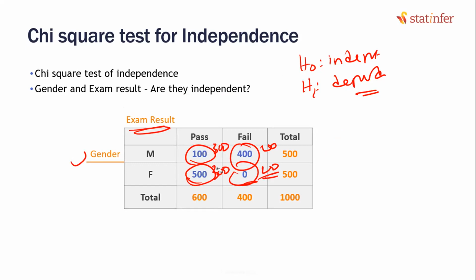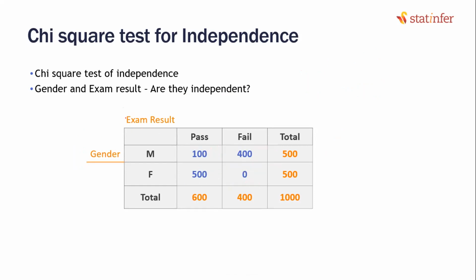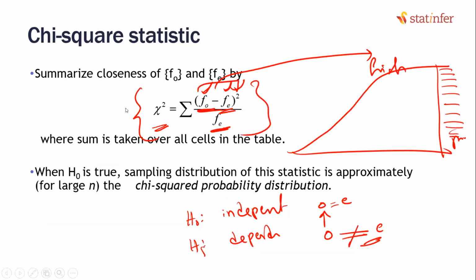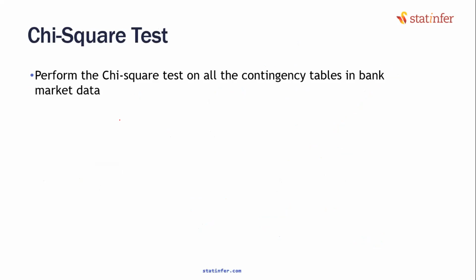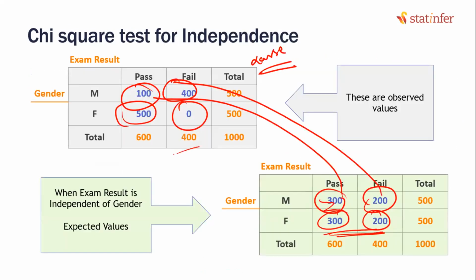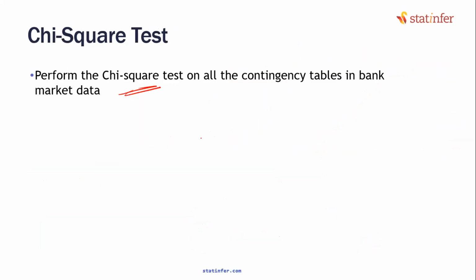Do you agree? In this case, does the exam result really depend on gender? Yes. In this particular example, I'm not talking about the general sense. Based on this data, exam result does depend on gender. So let me ask you a question. If you go to the bank marketing data, on all the categorical variables, I want you to build this, which is known as a contingency table. Perform this contingency table and tell me which variables are dependent and which variables are independent of the target.